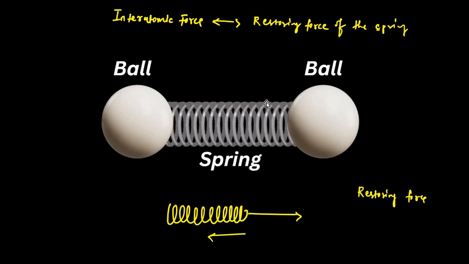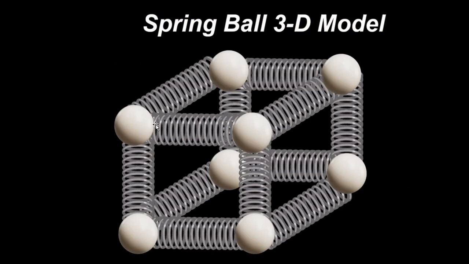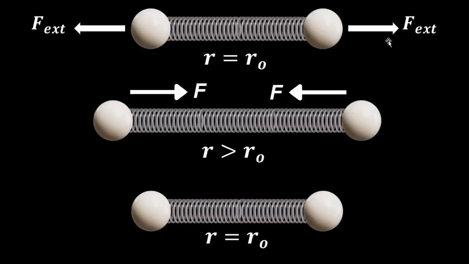So we have the mass points connected to the two ends of the spring. Suppose we have an external force. It tries to pull the two atoms away from each other. Originally they are at the equilibrium separation distance.